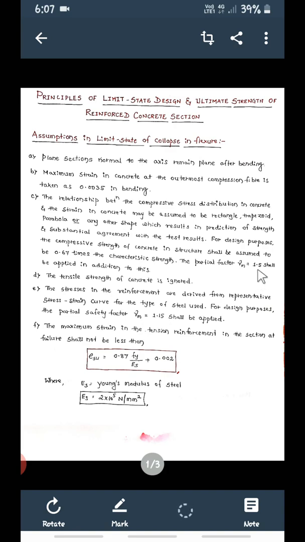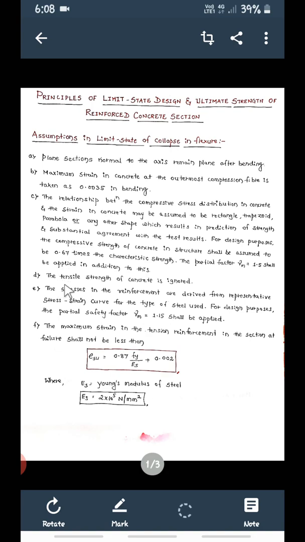That is gamma m will be divided. So this is the final compressive strength or compressive stress of concrete at the time of failure. Why this 0.67 factor is multiplied, we are going to see. So this is the third assumption.